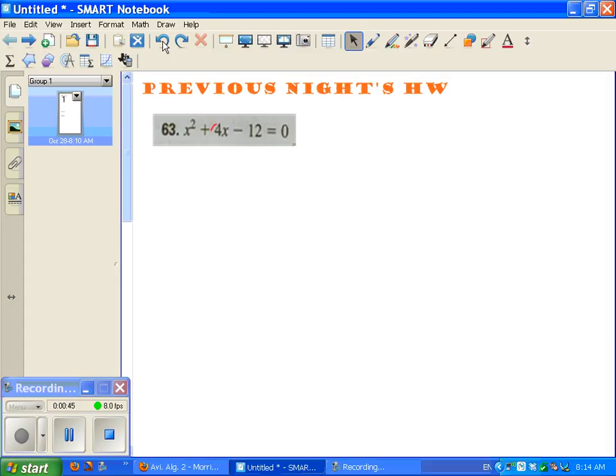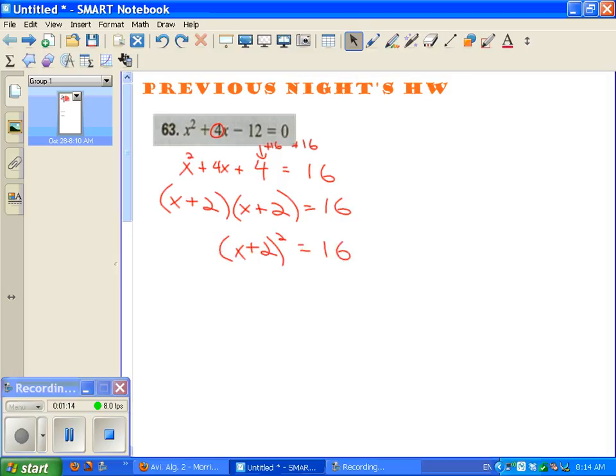So we take my b term, half it, square it. What do I get? 4. That's what I want this to be. So this is going to be x squared plus 4x plus 4. How did I get from here to here? You added 16, so I have to add 16 to this side too, so I'm going to get 0 plus 16 is 16. Now this factors into x plus 2 squared equals 16.